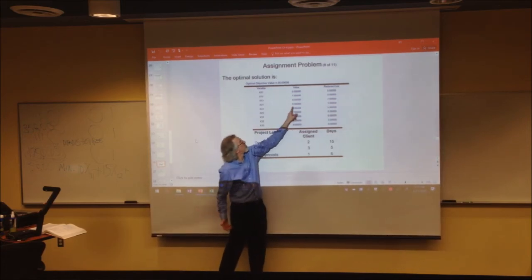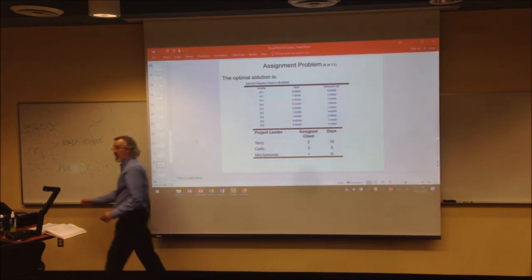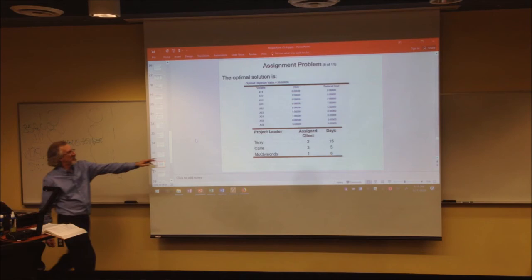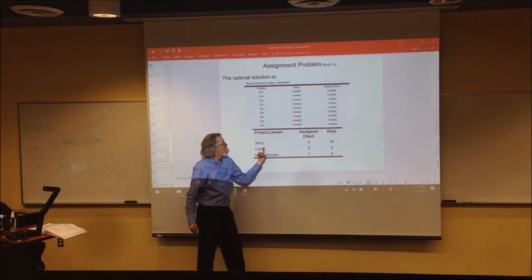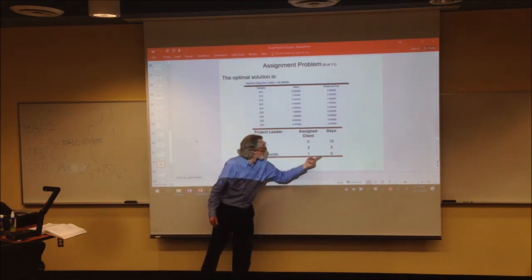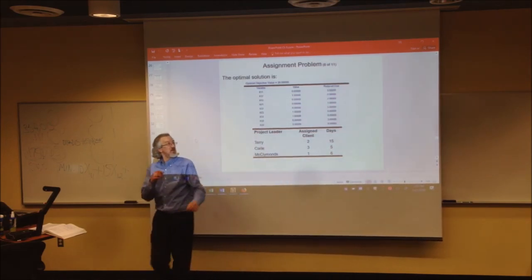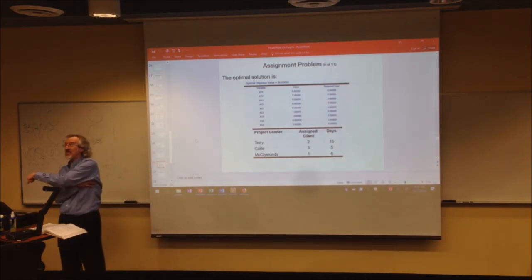There's only 3 jobs, so there should only be 3 ones here. 3 different project leaders. And that's how the output's read. And then you go down here. Terry's going to client 2, 15 days. Carl's going to client 3, 5 days. Look at the objective function value. 26 days, just like we had on the Excel.